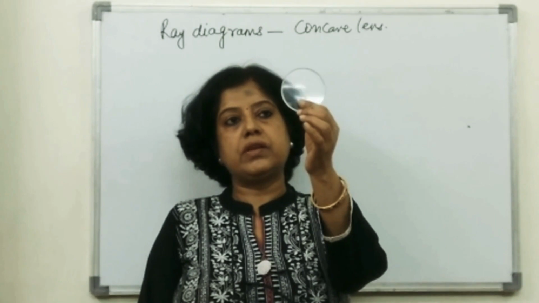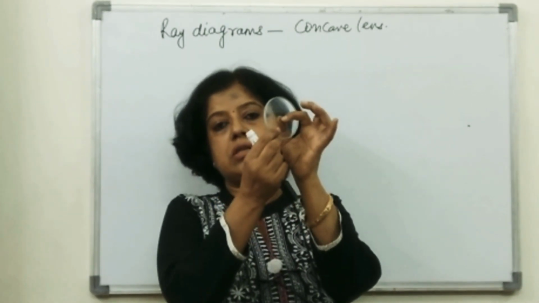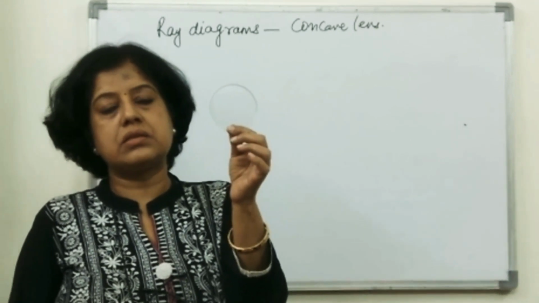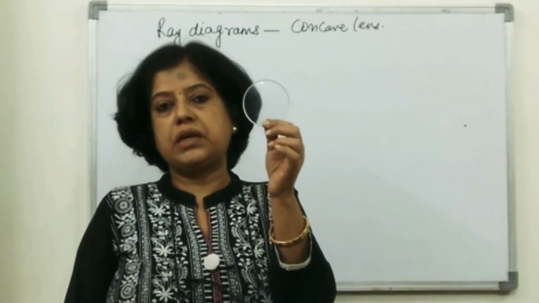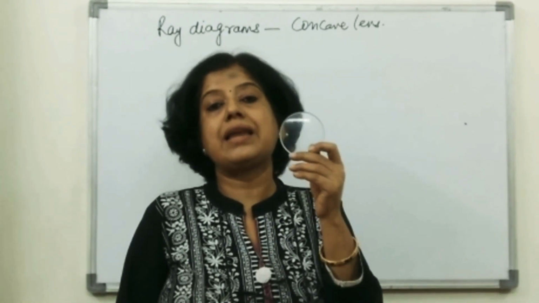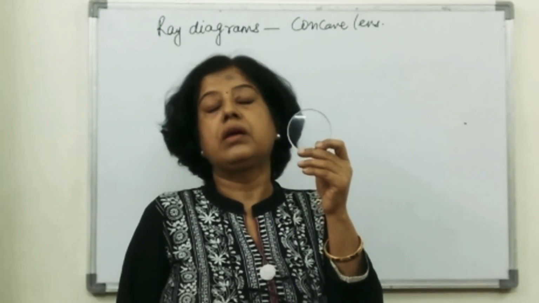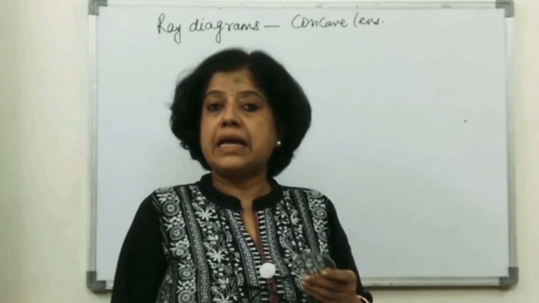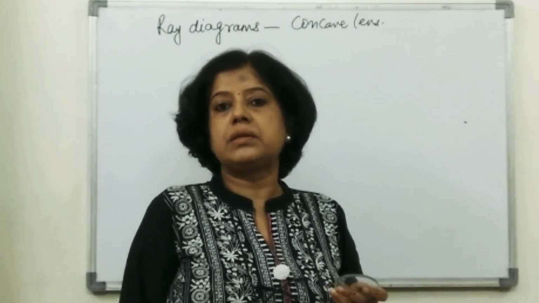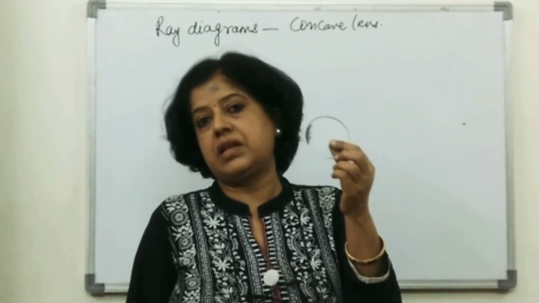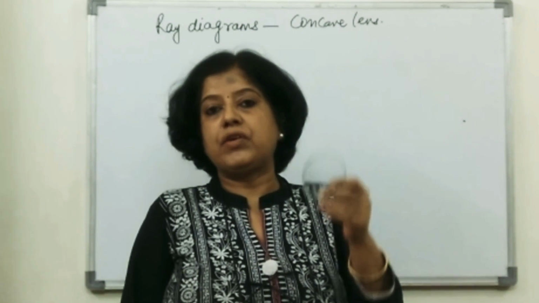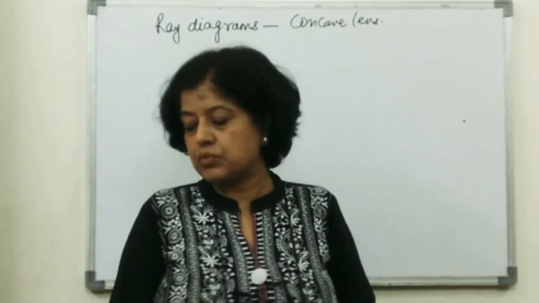This is a concave lens, which is thinner at the center and thicker at the edges. As you just saw in the beginning of the video, a concave lens always forms virtual, erect and diminished images. Like a convex mirror, which we know always forms virtual, erect and diminished images, similarly a concave lens always forms such images, whatever the position of the object may be, and we are going to see that through ray diagrams today.